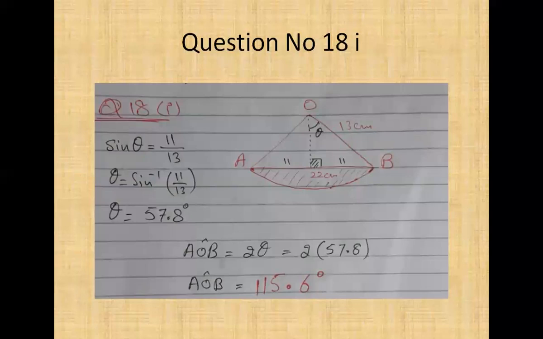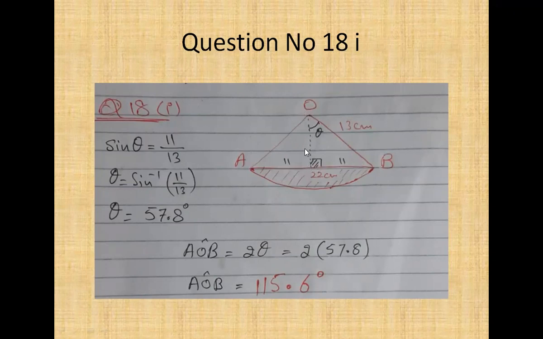So question number 18, first part, this is an isosceles triangle. 13 centimeters is the radius, so this radius will also be 13 centimeter. This side is 22 centimeter. The line from the center which comes on the chord and makes a 90 degree angle with the chord bisects that chord. So this chord will be bisected. This portion will be 11 centimeter, this portion will be 11 centimeter, and the angle here will be 90.